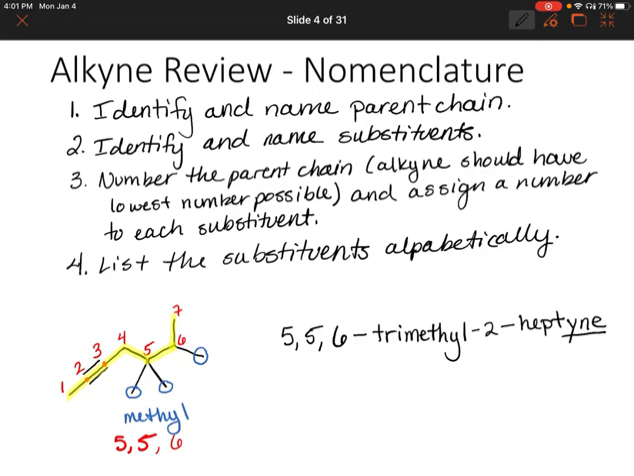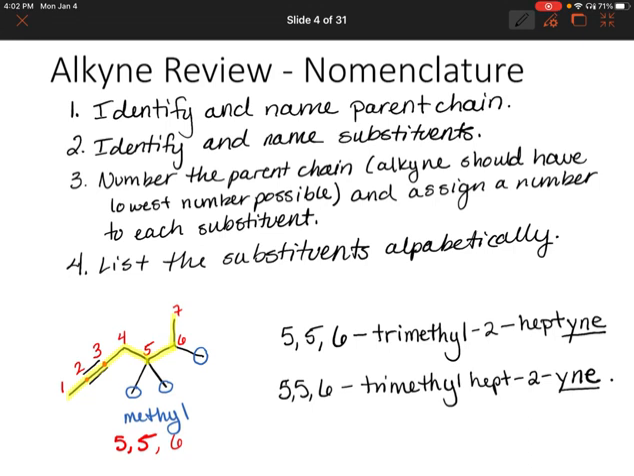Now there is actually another way that you could name this. The substituent part stays the same, but you could put the 2 in the middle of heptyne. So you could write trimethylhept-2-yne. And that also tells you that the triple bond starts at carbon 2. So either one is fine, whichever one you prefer.